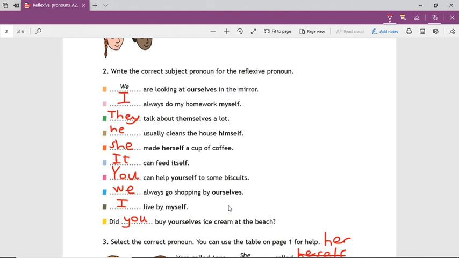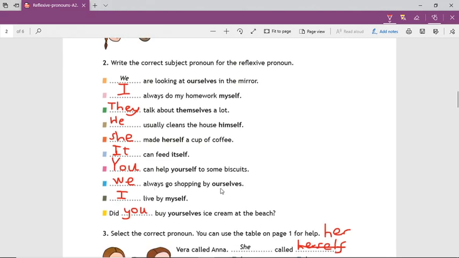The second exercise we went over looking at the other way round, so the reversal of that previous exercise. We are looking at ourselves in the mirror. I always do my homework myself. They talk about themselves a lot. He usually cleans the house himself. She made herself a cup of coffee. It can feed itself. You can help yourself to some biscuits. We always go shopping by ourselves. I live by myself. Did you buy yourselves ice cream at the beach?